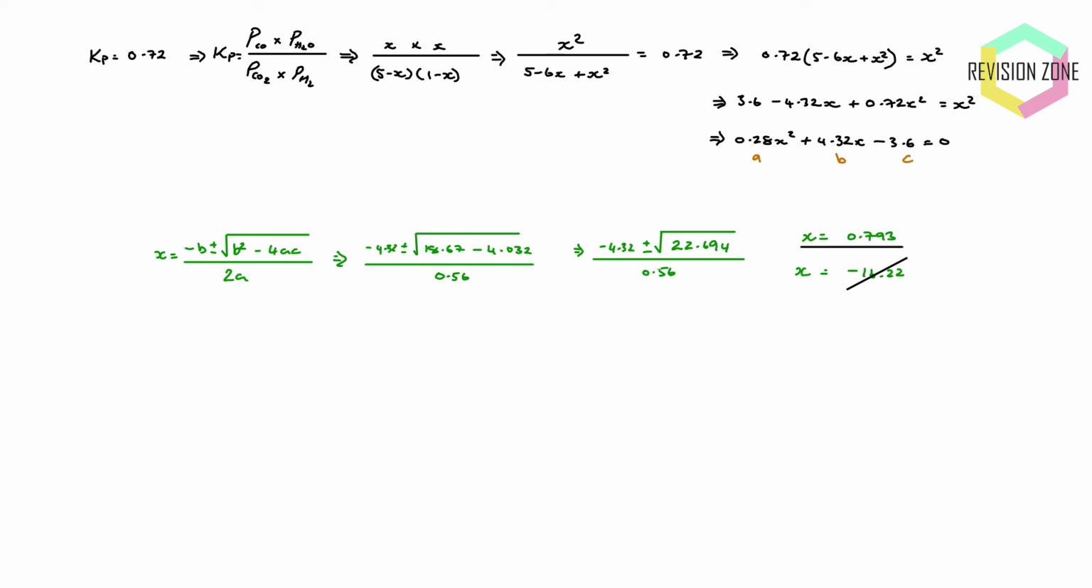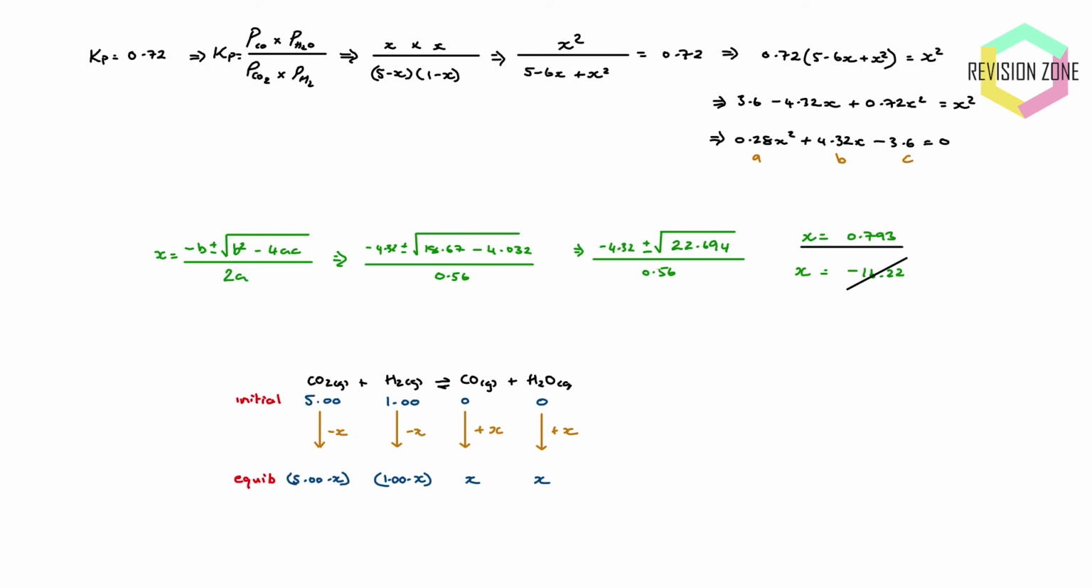So I'm going to go back to my ICE table and I'm going to insert the value of x into each of these expressions. Now for these two here, it's quite straightforward. They're going to be 0.793 each because they are equal to x. I just need to go 5 minus 0.793 on each of these. So 5 minus that and 1 minus x. And I end up with the following equilibrium moles. Now, if you wanted to check that you were right, if you inserted each of these equilibrium moles into your Kp expression up here, you should end up with 0.72. Now, if it's an exam situation, I would only do that if I had the time.